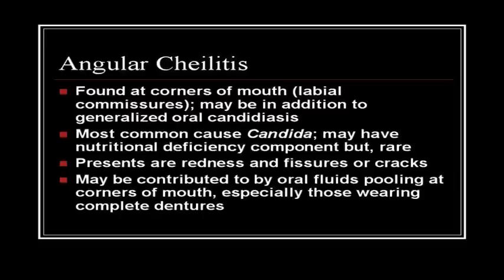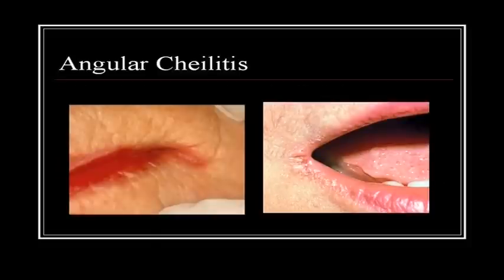Angular cheilitis is a condition found at the angles or corners of the mouth, also known as the labial commissures. It can be found on its own or in addition to generalized oral candidiasis. The most common cause, again, is Candida albicans. There may be a nutritional deficiency component, but this is rare. Traditionally, it was thought to be vitamin A deficiency, but the scientific literature has ruled that out as the primary cause and implicates Candida.